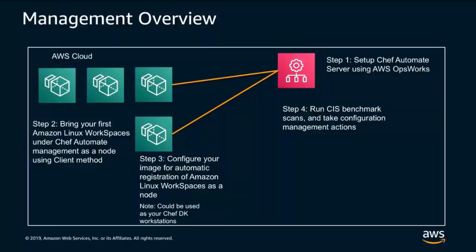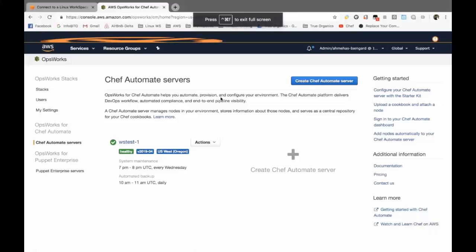So let's start with the first one. So as I mentioned, in the first step, we will be setting up a Chef Automate server using AWS OpsWorks. So I'm going to switch into my management console. So this is a common AWS console for management. You will go into the OpsWorks service, and then you will be able to see this kind of window where you can create a Chef Automate server.